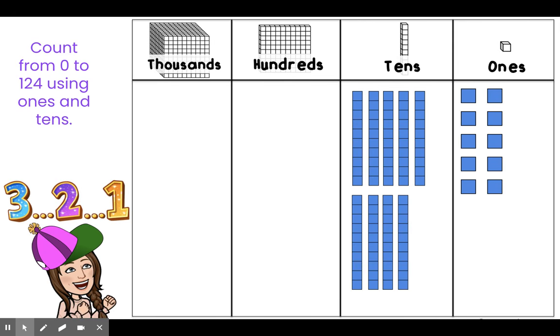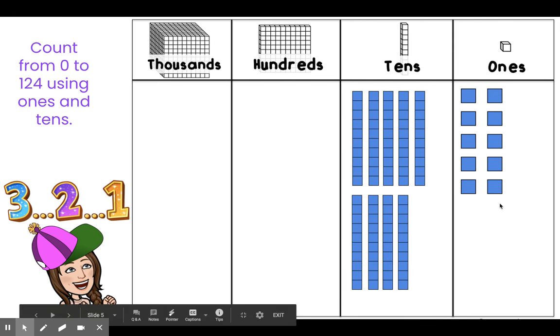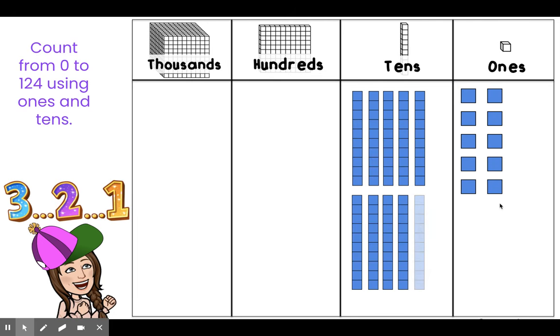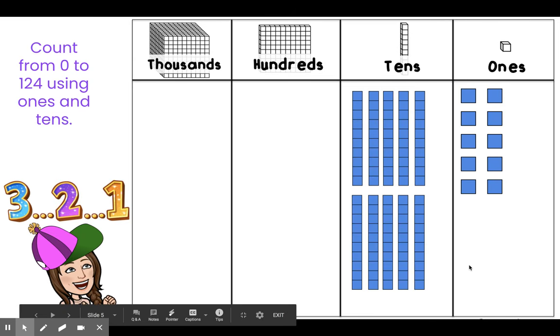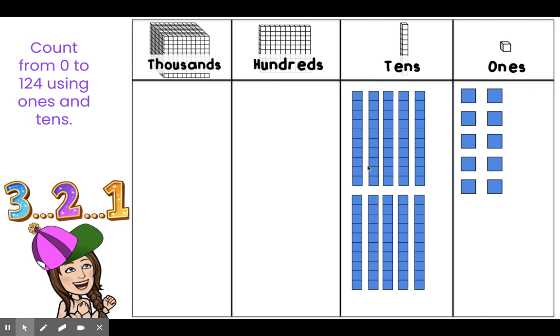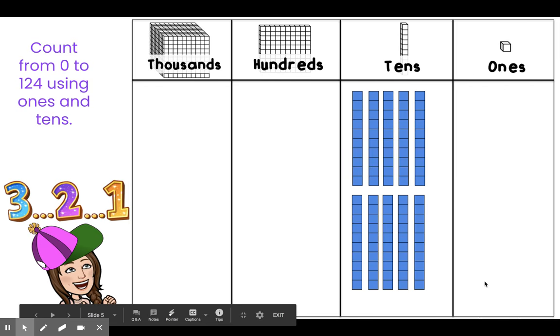100. Here's another group of 10 ones. Do you remember what to do? That's right, bundle for 10. But let's take a closer look at our tens now. It looks like we have 1, 2, 3, 4, 5, 6, 7, 8, 9, 10 tens. What can we do with 10 tens?